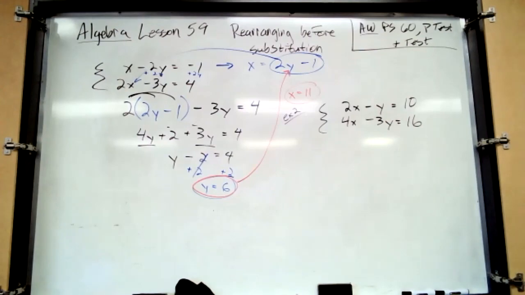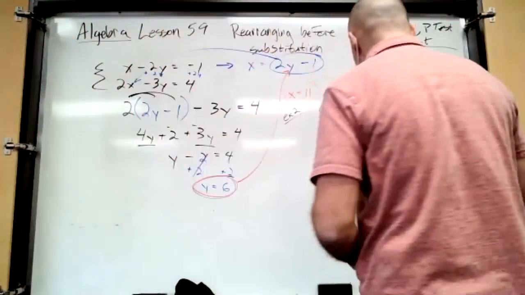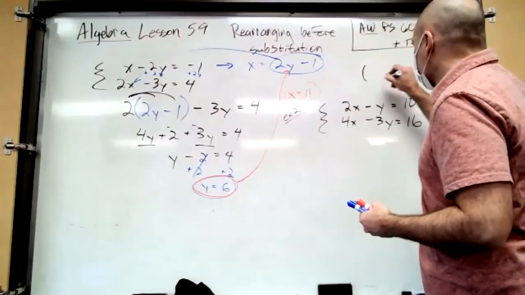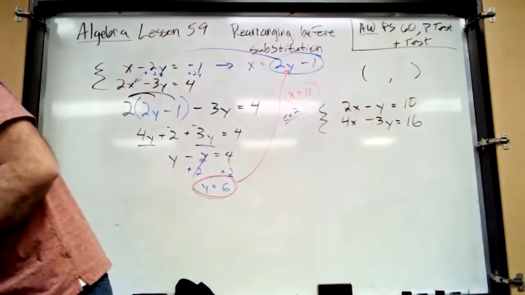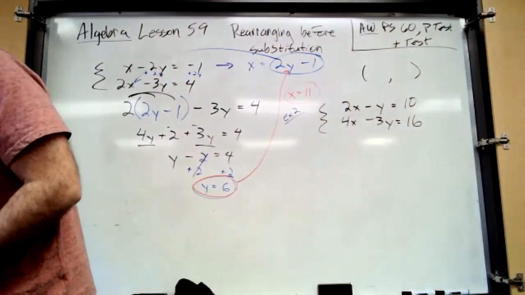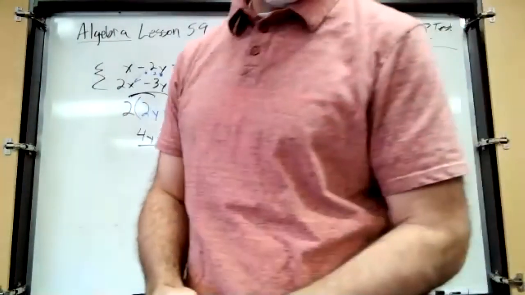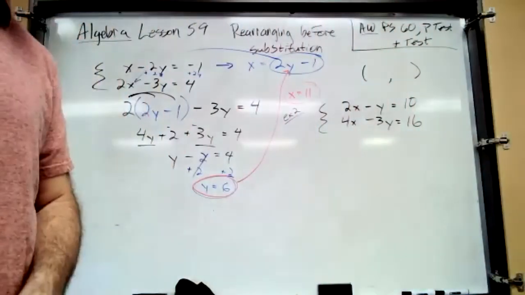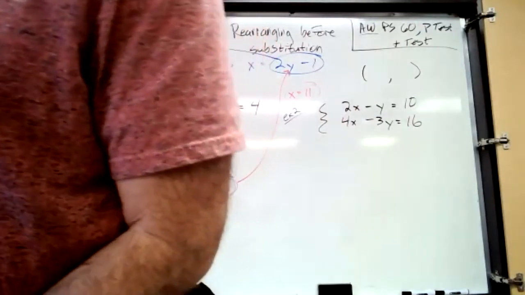So I need x equals a number and y equals a number. Or you can do what the cool kids are doing and write it like this. Okay? And you should get nice, easy, single-digit numbers on this one, if I wrote it down correctly. I did this time.